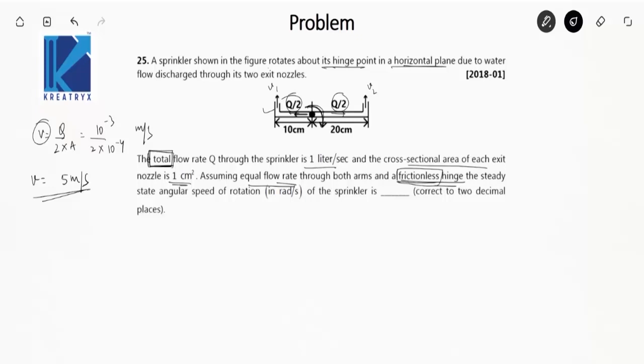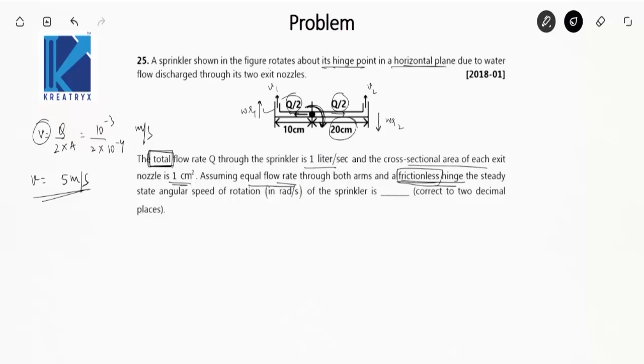Now this is rotating in the clockwise direction, so here there will be an extra velocity component in this direction which will be equal to omega r1, and in the arm with the radius 20 centimeter, the velocity component will be in downward direction, which will be equal to omega r2.